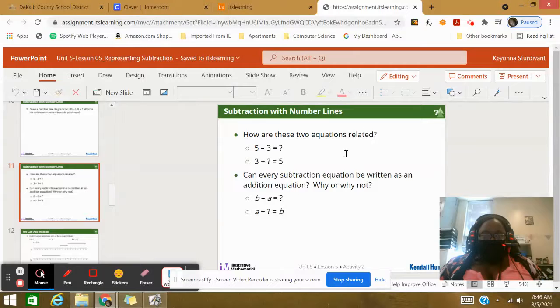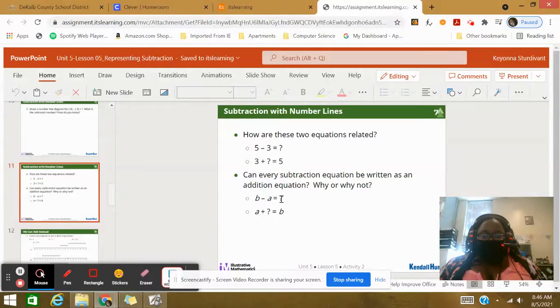How are these two equations related? So we got 5 minus 3 is equal to a question mark, and 3 plus a question mark is equal to 5. Again, they're asking the relationship between the two. And then it's asking you, can every subtraction equation be written as an addition equation? Why or why not? So that's something to ponder on.